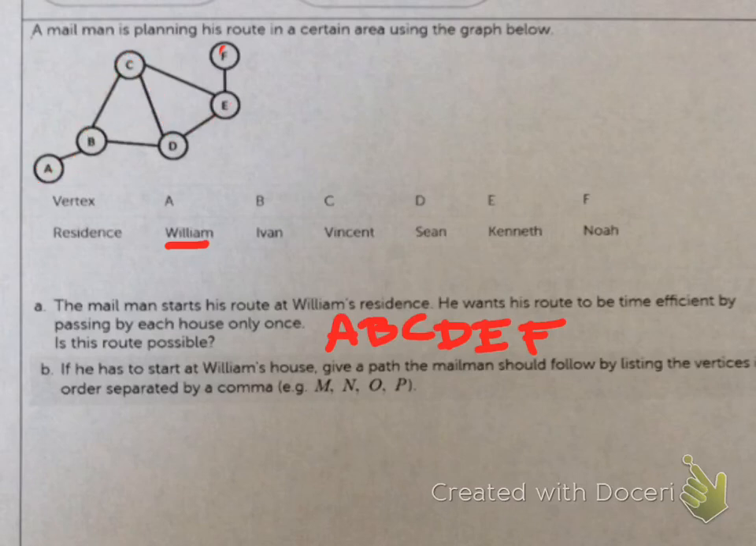Part B says, if he has to start at William's house, give the path the mailman should follow by listing the vertices separated by commas. Oh, so it's just asking us. So I guess on the first one we were just supposed to put yes, it was possible. On the second one we were supposed to list the vertices with a comma in between them, which we did already up above. Okay. So that's how we find a Hamiltonian path or circuit. Pretty simple, actually, not too bad.